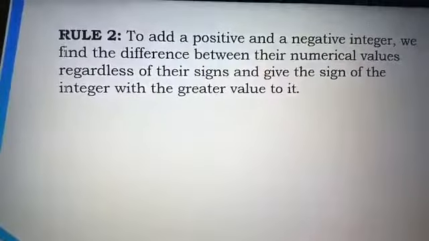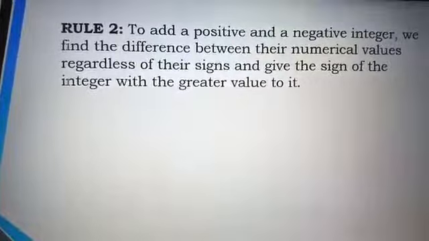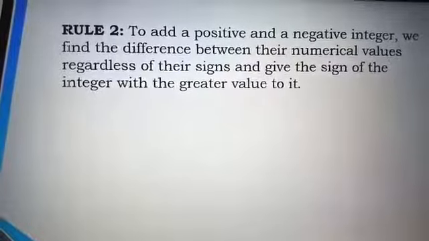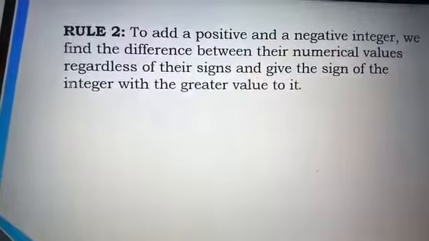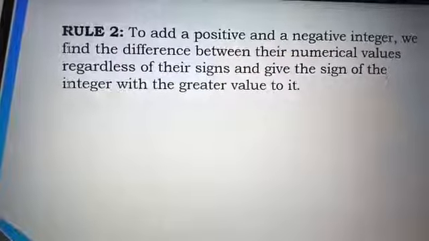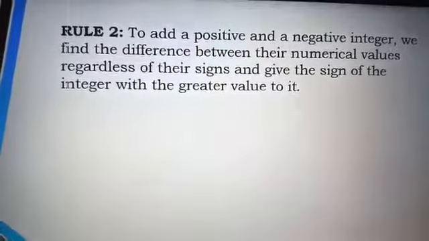Let us move to rule number 2. Rule number 2 is also the same, but one thing has changed. What is that? If you are adding one positive number and one negative number, we have to subtract. That is, find the difference between the numerical values, right children?